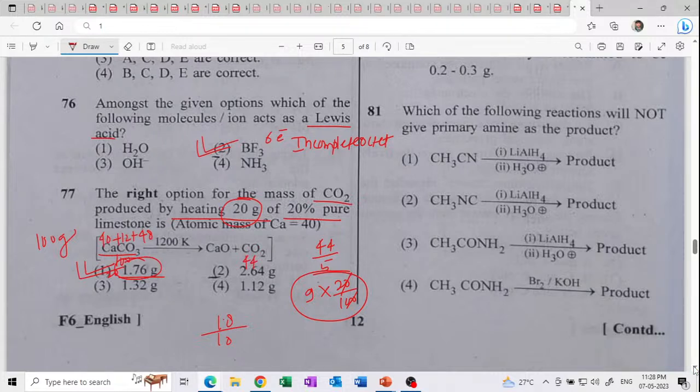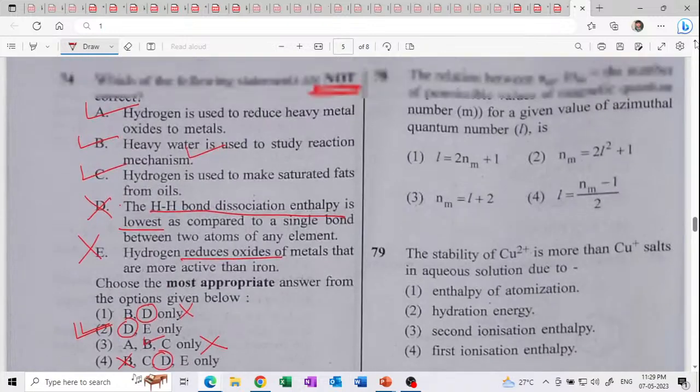Did everyone understand how I solved the problem? Remember one thing, 20% pure limestone is given. So this is calcium carbonate 100. From 100 you get 44. So 44. Then do 44 divided by 5. How much? 44 divided by 5, somewhat 9. And then take 20% of 9. How much is 20% of 9? 1.76. Get it? This is your answer. So simple question. This question is from some basic concepts, number 1 chapter.